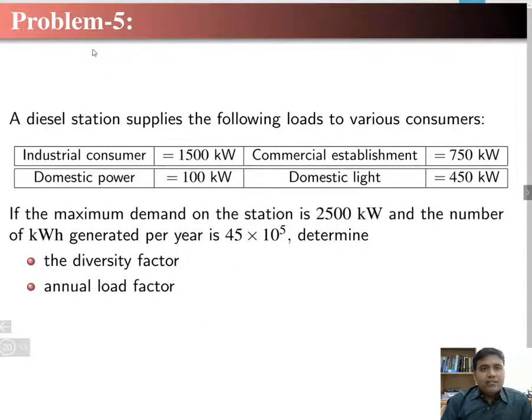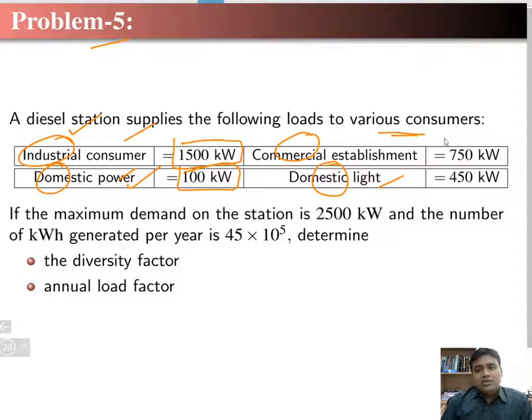Problem number 5 that we are going to solve is on a diesel station which is giving load to various consumers. The consumers can be industrial, domestic, commercial or domestic lighting. So basically this is for power and this is for light. Now these consumers are consuming power whose ratings are given: 1500 kilowatt for industrial, 100 kilowatt for domestic power, 750 kilowatt for commercial establishment, and 450 kilowatt for domestic lighting.